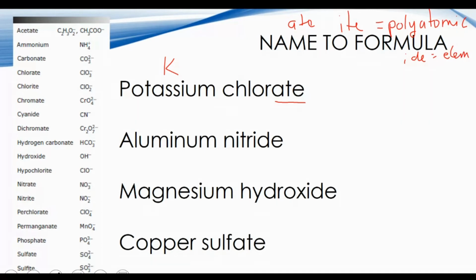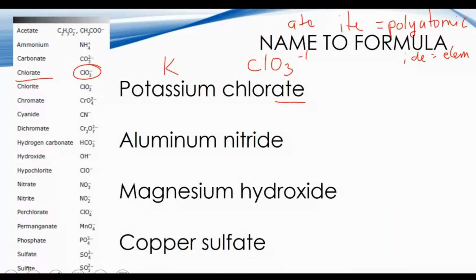Because this one, my first example, ends in ATE, I know it's a polyatomic, so I'm going to find it on the list of polyatomics. If we go down the list, we find it right here, chlorate. This is its formula, so ClO3. And that little negative sign at the top tells me that its oxidation number is -1.